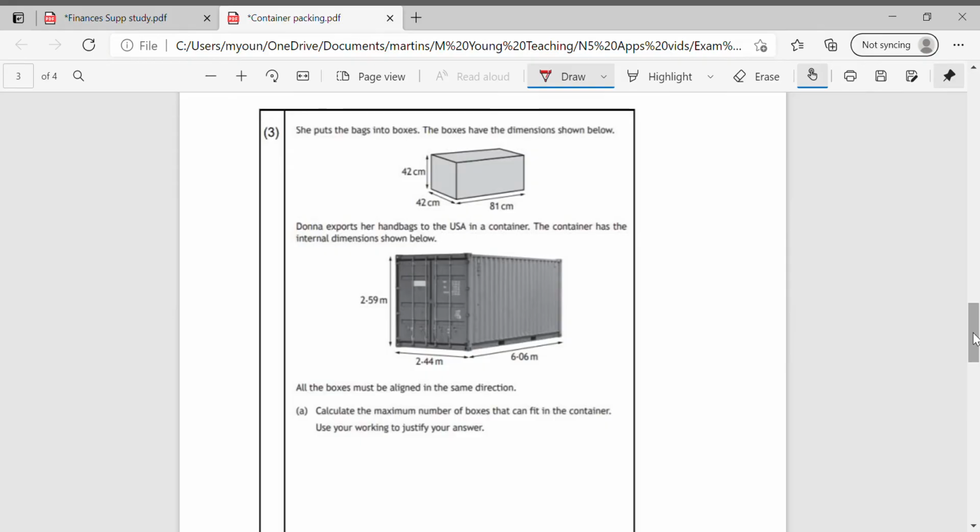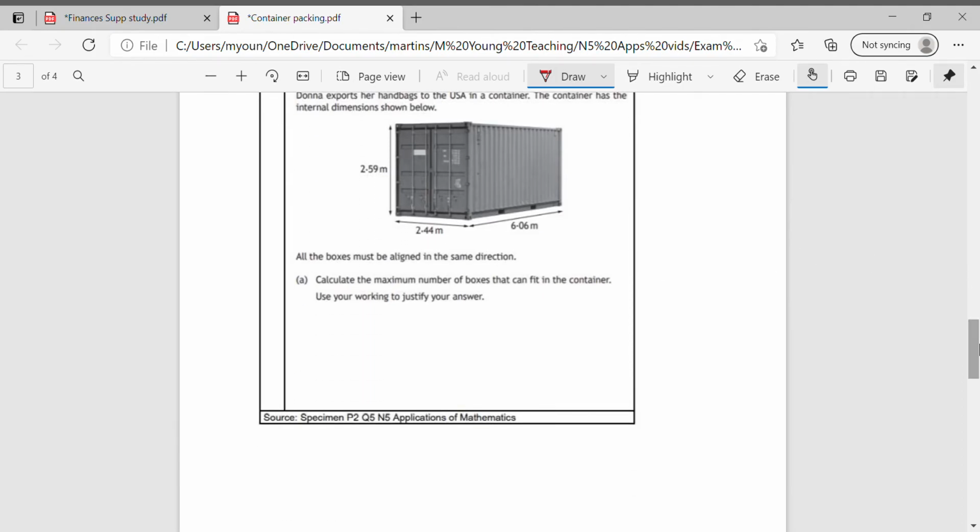The container has the internal dimensions shown below. Notice this time we've gone from centimetres to metres, so we're going to have to do something about that. All boxes must be aligned in the same direction. Calculate the maximum number of boxes that can fit in one container.